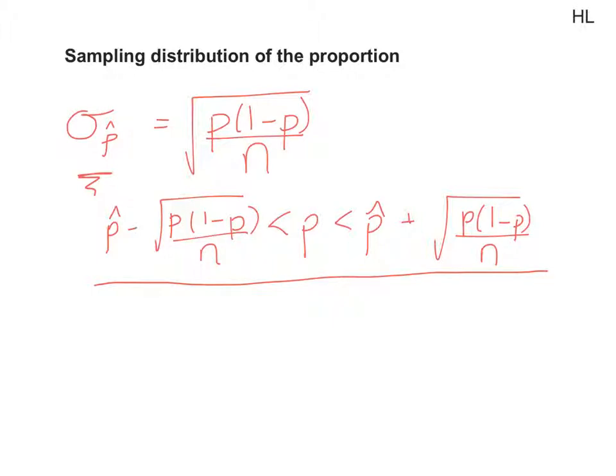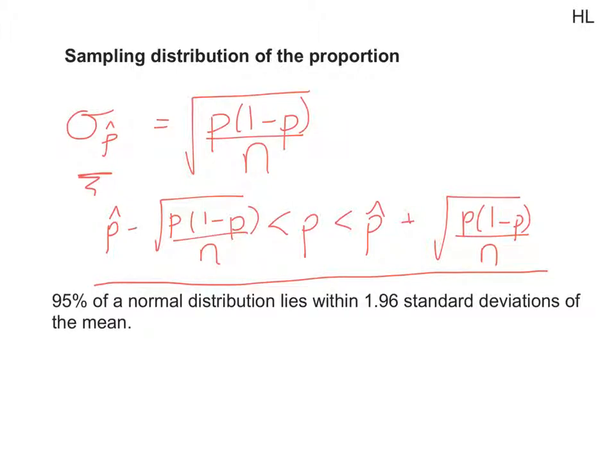However, usually we set a level of confidence, for example 95%, so that we obtain the 95% confidence interval for our population proportion. 95% of a normal distribution lies within 1.96 standard deviations of the mean. Please see the video on using the normal distribution tables for further details of this.